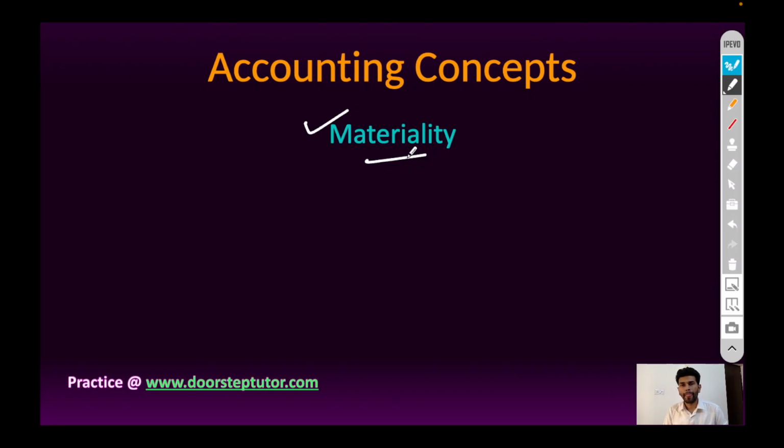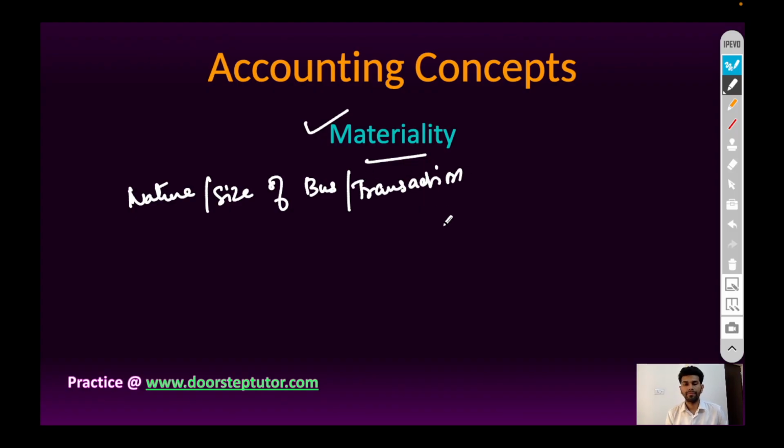For example, changing the method of depreciation from fixed installment to written down value method or vice versa. So the profit and loss amount will be different in either case. So it is required to be mentioned or disclosed in the books of accounts. The material information depends upon the nature of business, size of business, nature and size of transaction, or amount of transaction.